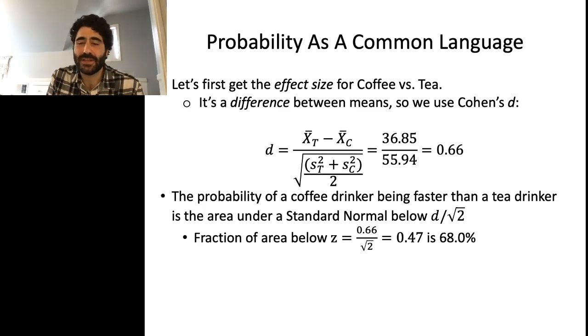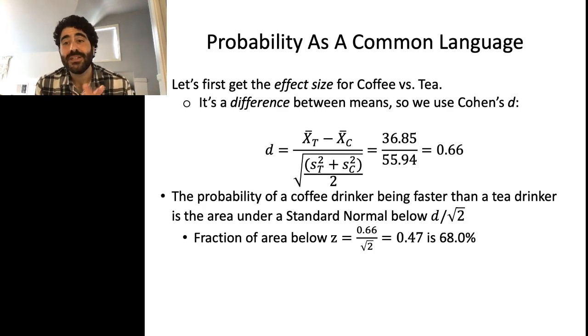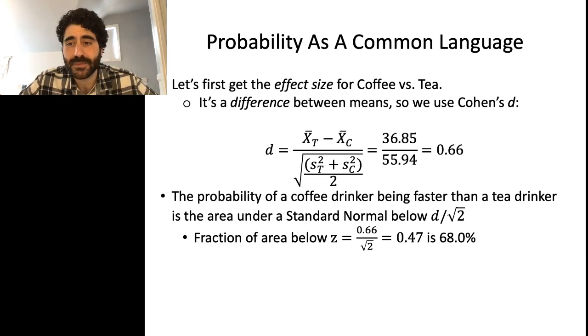It should make sense that if you have a d of 0, then we're asking about the area under the standard normal from negative infinity up to 0, which is 50%. As d gets bigger and bigger, we add in more and more of the area under this standard normal. You could do this in R using the integrate function, or the pnorm function in R does the same thing.